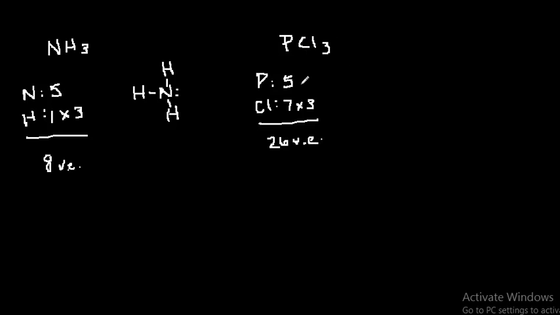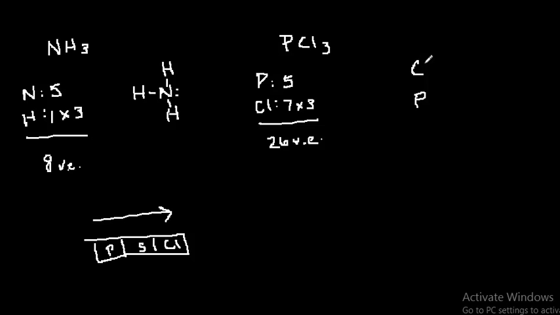So when we're deciding what goes in the middle, well, phosphorus and chlorine, they're in the same group, or sorry, the same period. It looks like this. We've got phosphorus, in between that there's sulfur, and then there's chlorine. And we know that electronegativity increases this way. So phosphorus has to be in the middle. It's less electronegative. I'm going to draw our 3 chlorines around it.